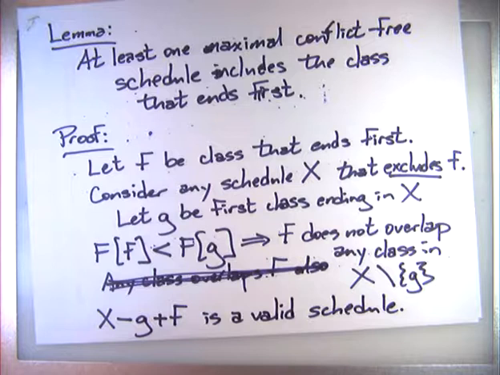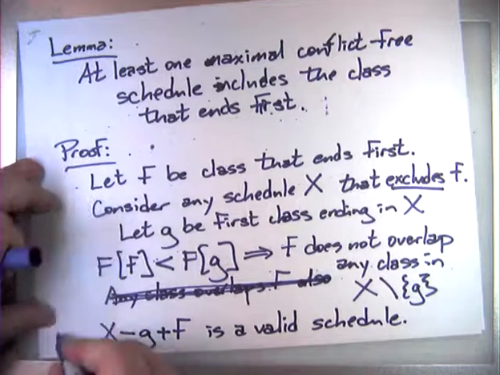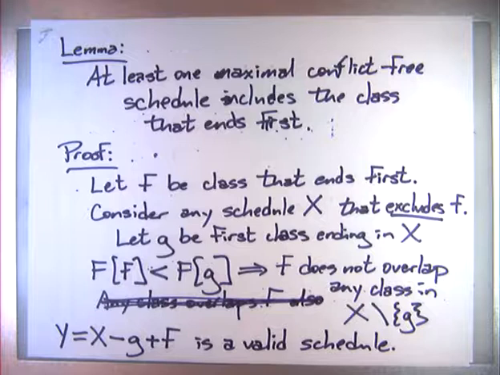So in particular, if X is a maximal schedule, if X is an optimal schedule, then this new schedule Y is also an optimal schedule. Now this is only one of the two cases of the argument. There is one other case that I need to consider.